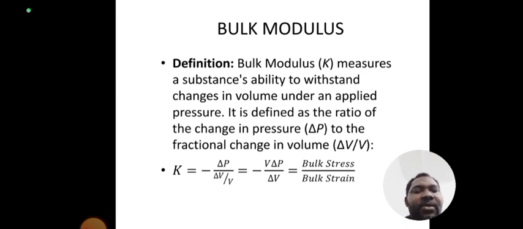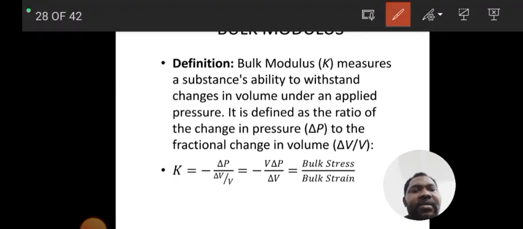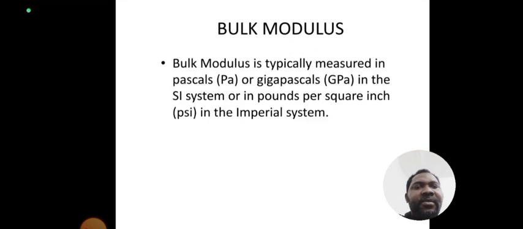Okay, so you can see here that delta P is the bulk stress. The fractional change in volume, which is bulk strain, is change in volume all over original volume. Okay, and which you can now write as this. Now the negative sign is because the volume always reduces when pressure is applied. So that's the reason for the negative sign.